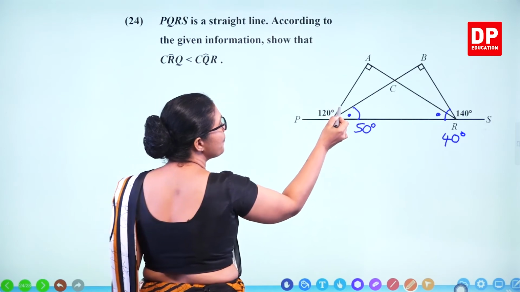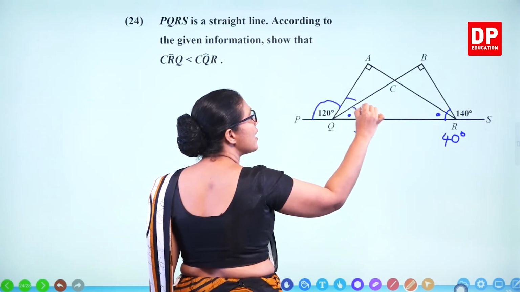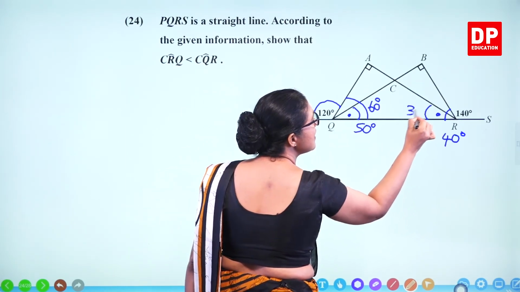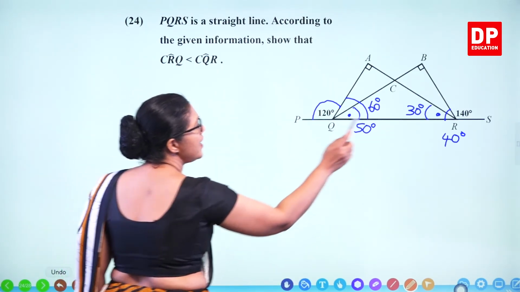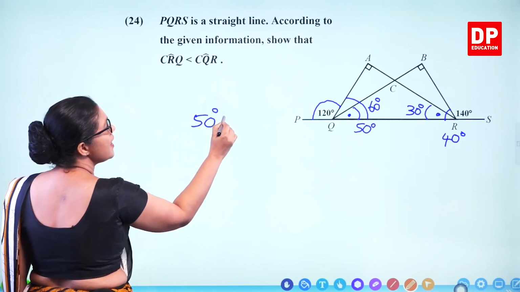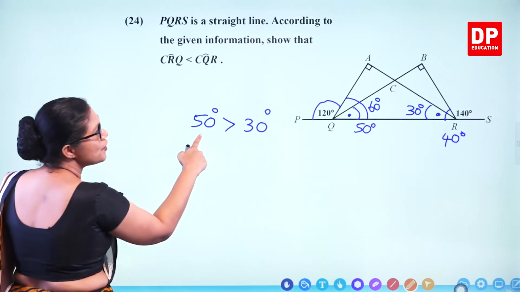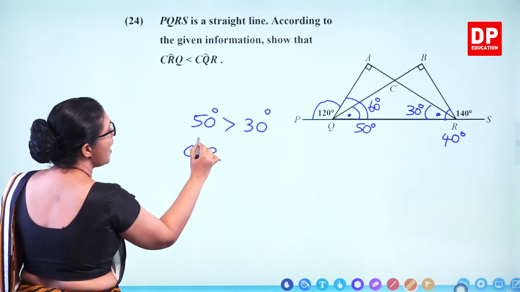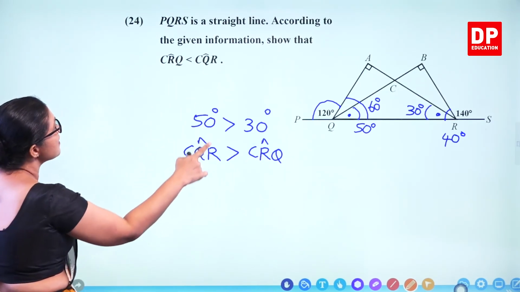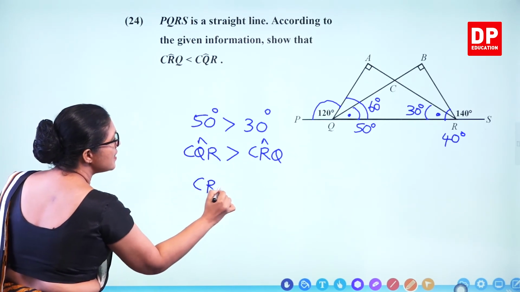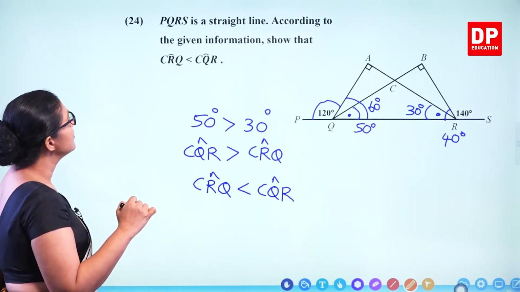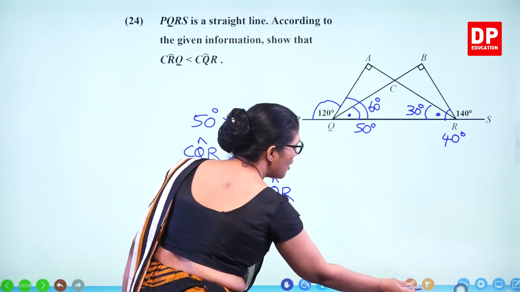What about the other way around? This is 120. So you get this angle is 60 degrees. If this is 60 and this is 90, this is 30. So we can write these two angles. This is 50 and 30. 50 degrees is greater than 30 degrees. So 50 means CQR angle is greater than CRQ angle. So that's the same thing. So we can write it the other way around. CRQ angle is less than CQR angle. So you get 2 marks for this question.